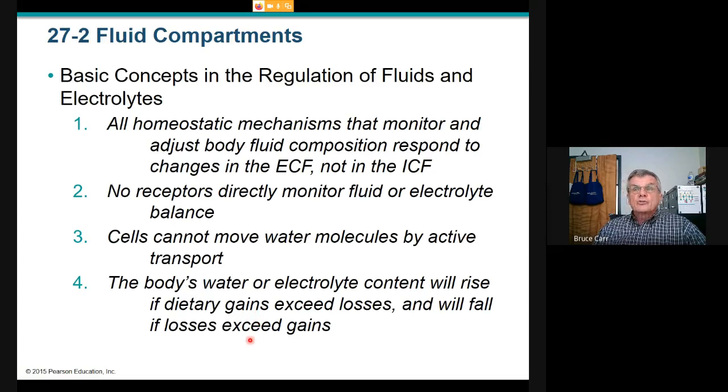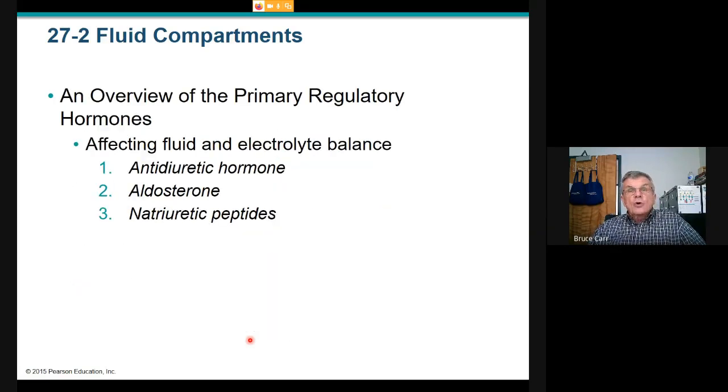The body's water content is going to rise if you overhydrate, if you drink water. If you stop drinking and continue your water loss, then there's going to be a net loss of water, and it's going to involve a balancing of those osmotic relations between ICF and ECF. Now, these are under various levels of control. Hormones control water balance on a whole body basis.